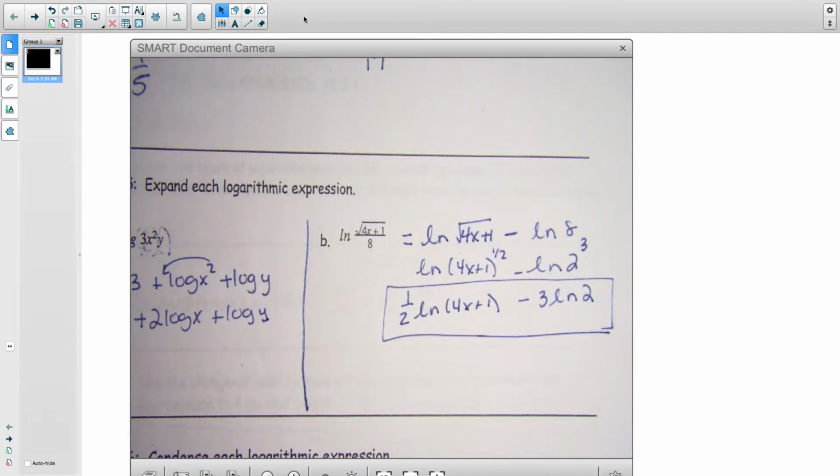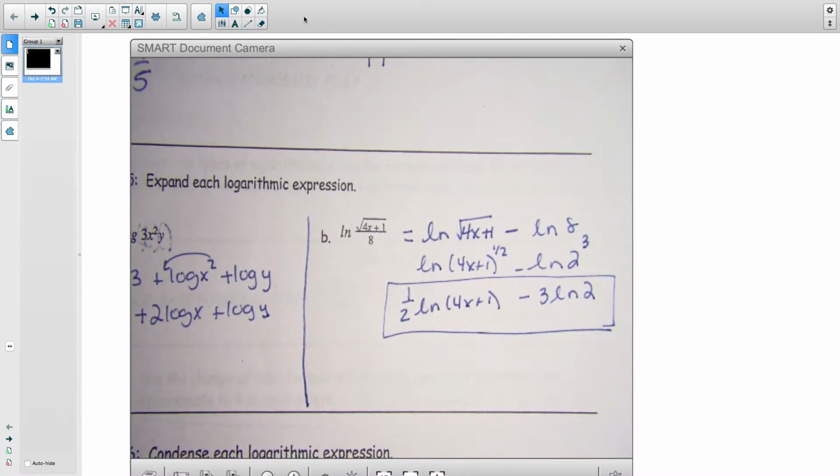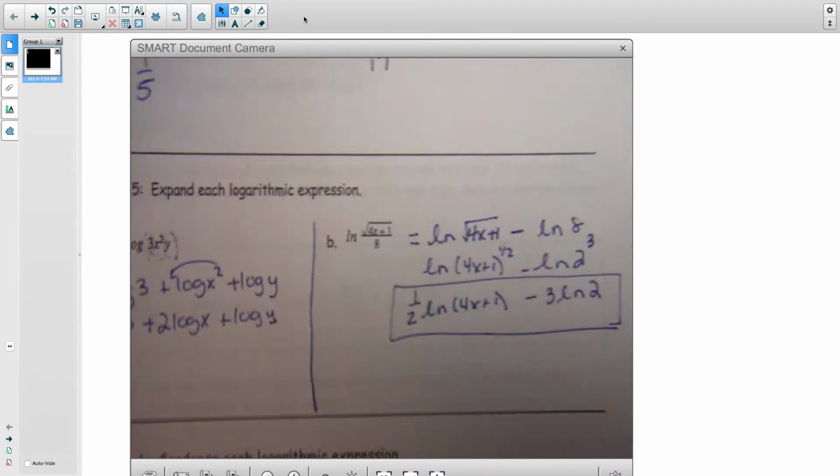All right, what are we going to do with A? What are you going to do with the numbers out in front? Make them exponents. So this is going to be log of x to the 1/3 plus log of x minus 3 to the 5th.